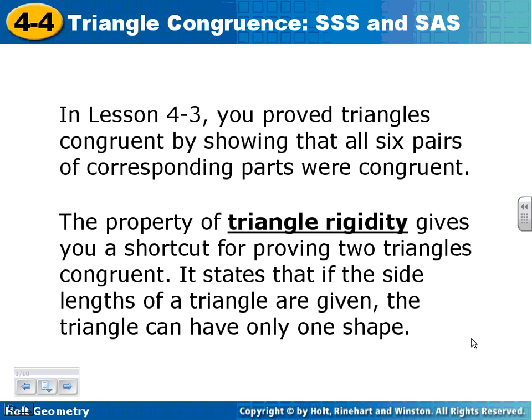This one reads, in lesson 4.3, you proved triangles congruent by showing that all 6 pairs of corresponding parts were congruent. That's 3 angles and 3 sides, totaling 6. But we have a shortcut. The property of triangle rigidity gives you a shortcut, and we all like shortcuts, so here they come. We'll have 2 of them today for proving 2 triangles congruent.